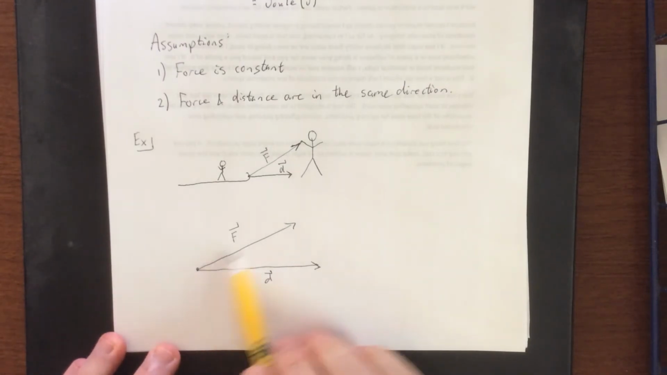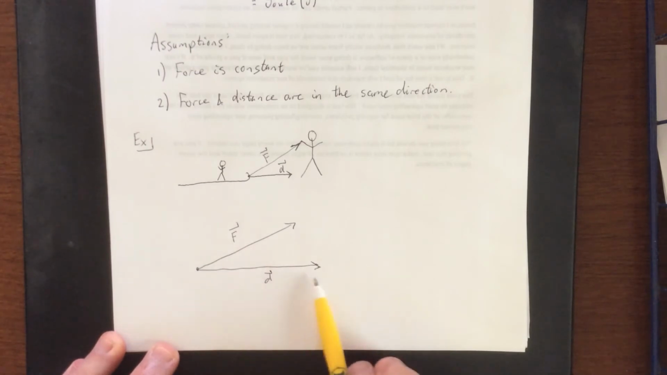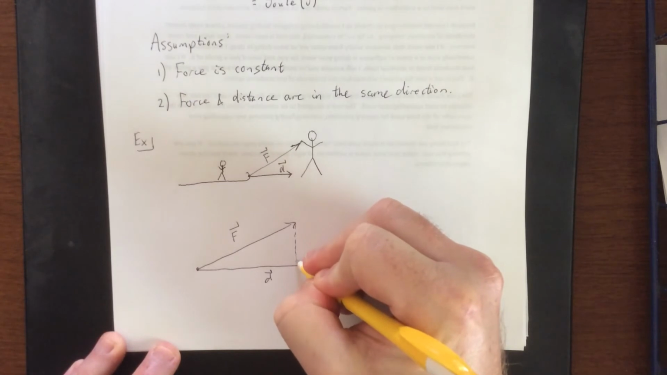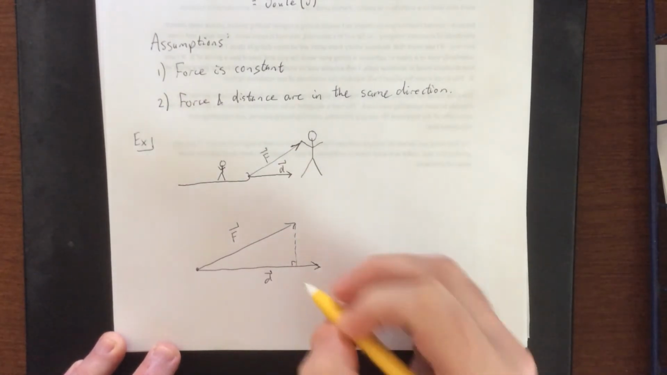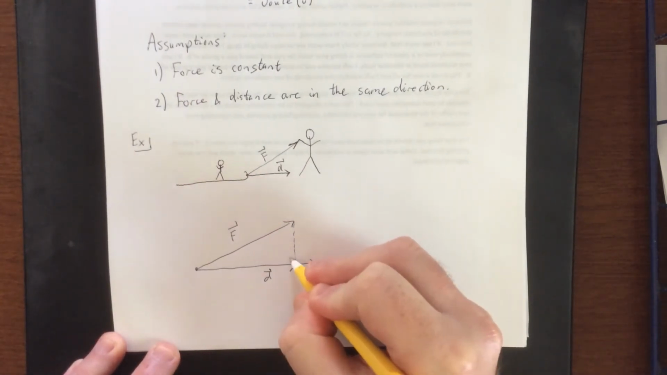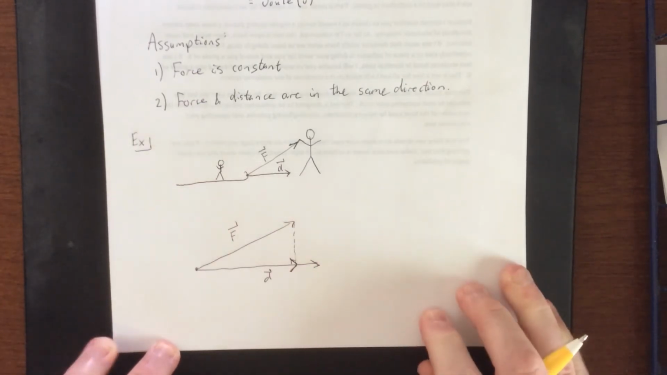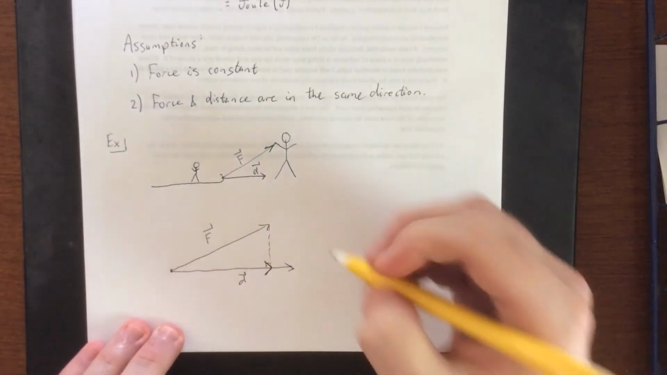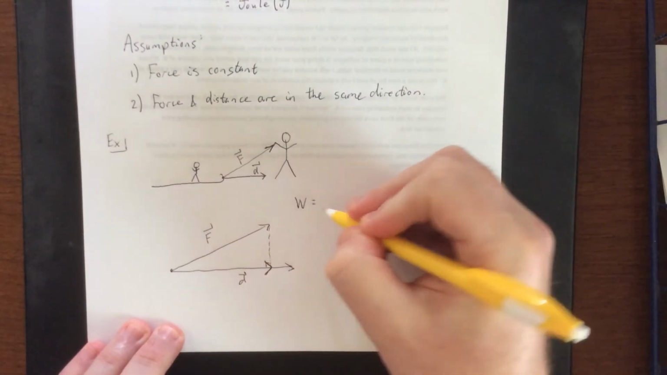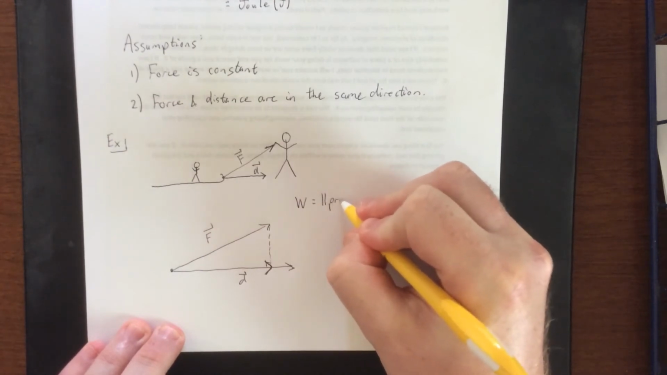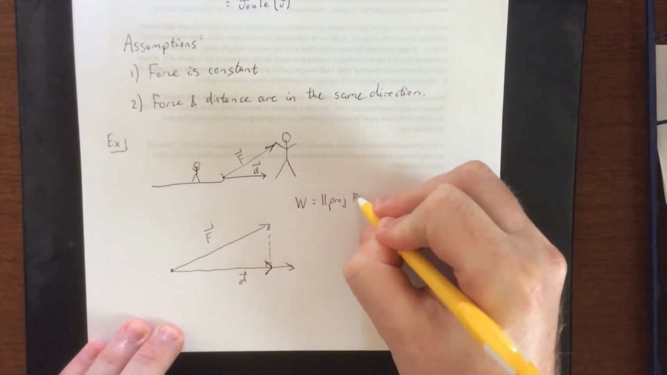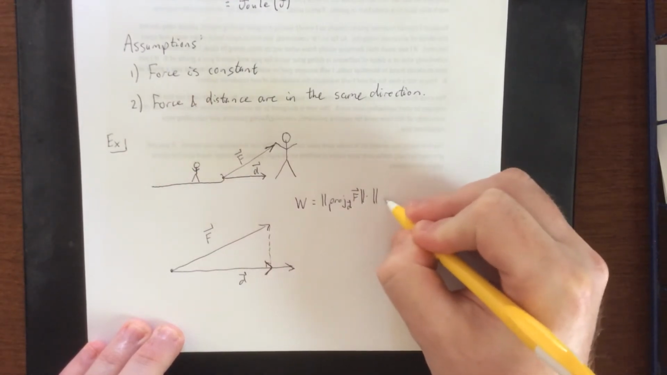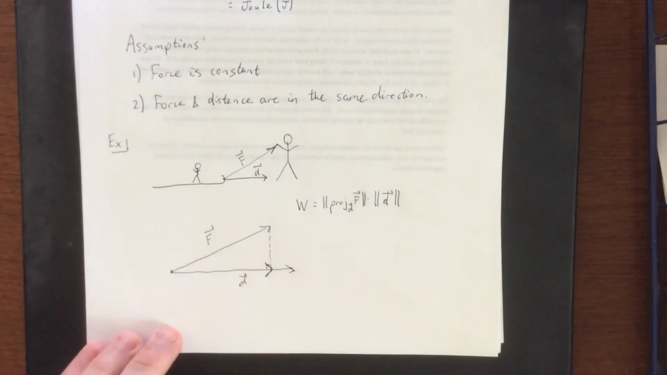I only want the component of the force that's acting in the direction of the displacement. So what I would do is I would project this force vector down to the displacement. Now, this is exactly the definition of that projection that we were just working with. So what we're working with is going to be that work is equal to the magnitude of the projection of the force vector onto the displacement vector multiplied by the magnitude of the displacement vector.